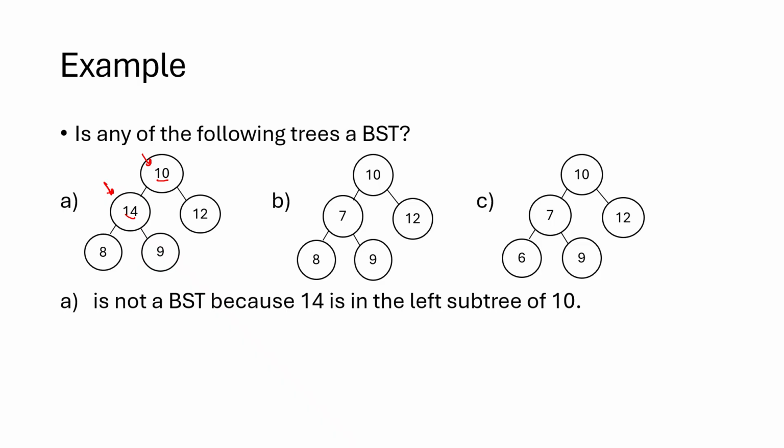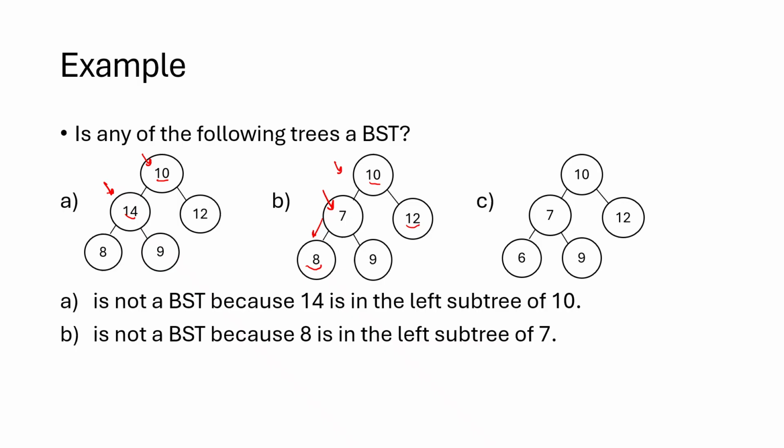How about B? How about this tree over here? Now, if you look at 10, everything on the left side of 10, 7, 8, and 9, are less than 10, so everything is fine, and everything on the right side of 10, we have only one value, 12, which is greater than 10, and everything is good. But remember, this property must hold not only at the root, but on every node. So if we focus on 7 now, we see that 8 is stored on the left side of 7, but it's not less than 7. So because of that, B is not a binary search tree either.